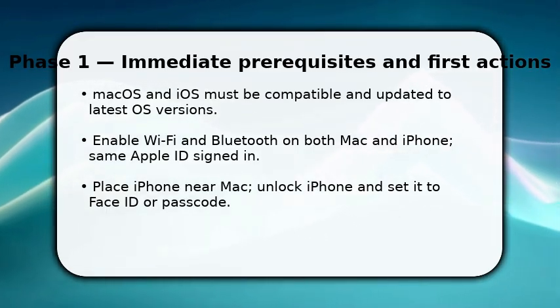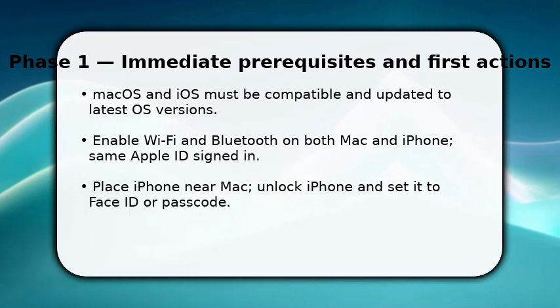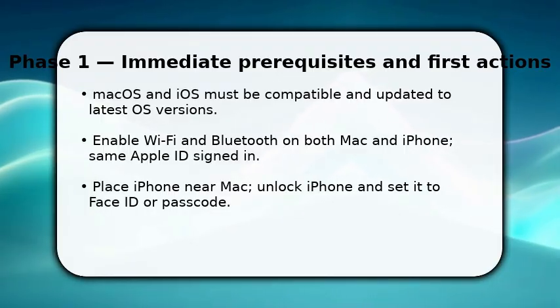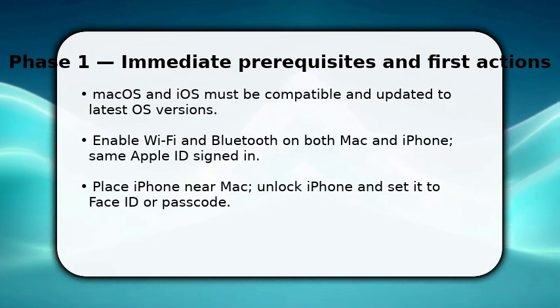Turn on Wi-Fi and Bluetooth on each device. Keep them near each other. Unlock the iPhone and keep it awake. Once done, look in the Mac app you want to use and prepare to select the iPhone as a camera source.